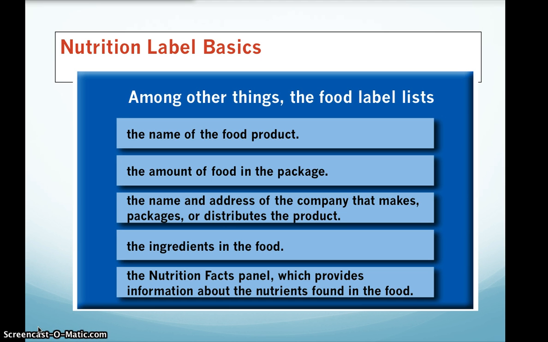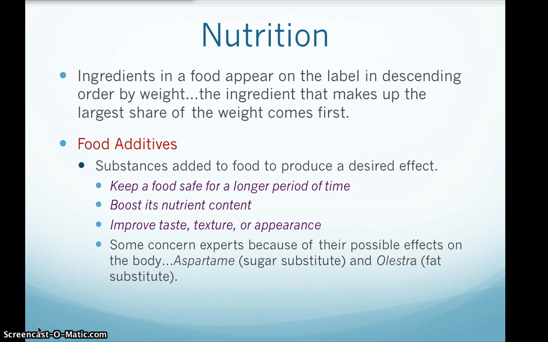This is important, so in case there's ever a recall, or something's wrong with the food, you have some contact info. The ingredients that are in the food, keeping in mind that the ingredient that is listed first is the ingredient that is in the largest abundance, and the nutrition facts panel, which is going to provide information about the nutrients found in the food. Ingredients in a food appear on the label in descending order by weight. I already mentioned that earlier. The ingredient that makes up the largest share of the weight will come first.